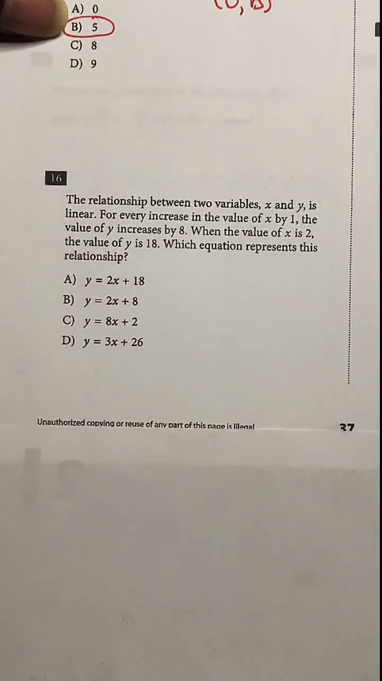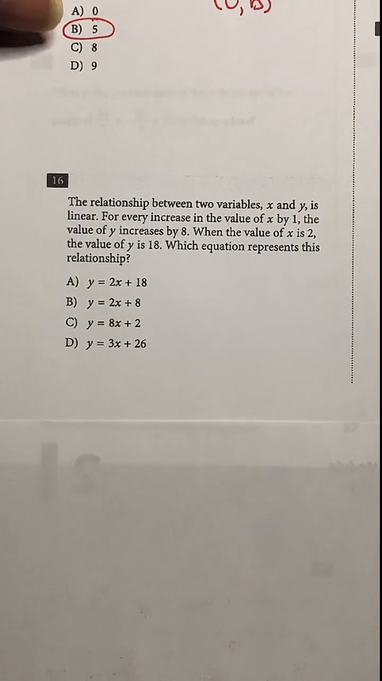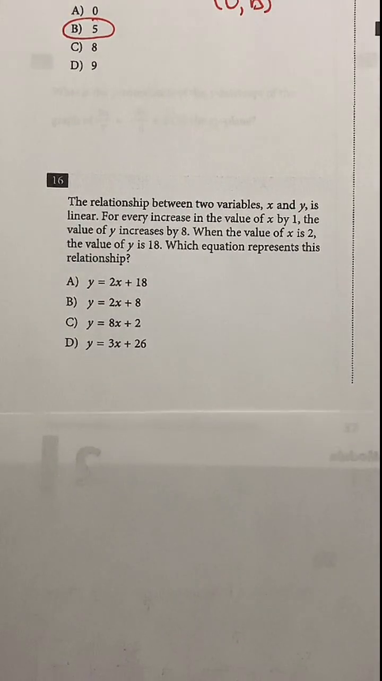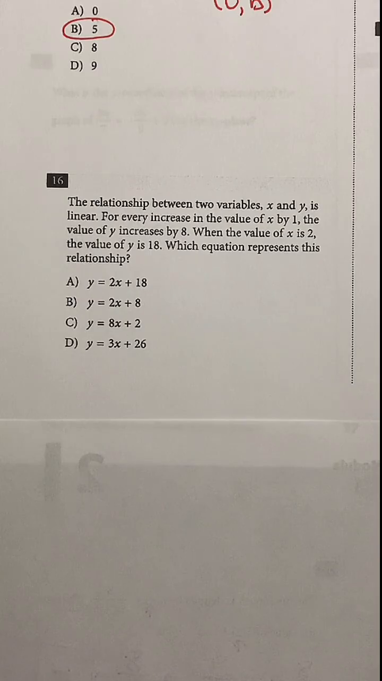All right. Now, let's go with this one. The relationship between two variables, x and y, is linear. For every increase in the value of x by 1, the value of y increases by 8. When the value of x is 2, the value of y is 18. Which equation represents this relationship? Is it A, B, C, or D?